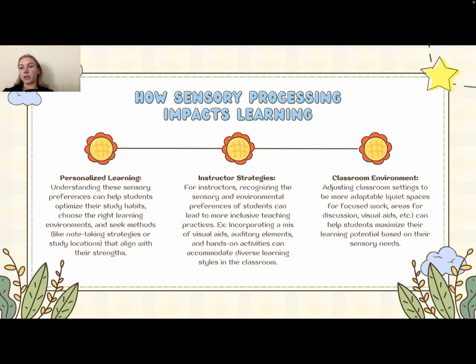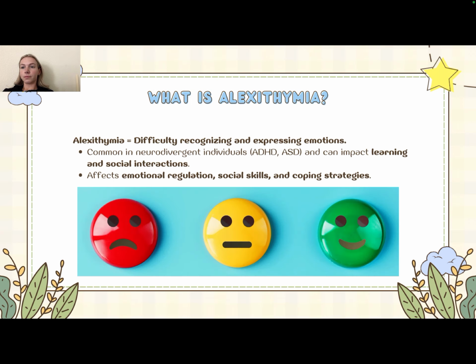From an instructor's perspective, recognize and understand how sensory environments might benefit or hinder their students, and then provide more inclusive teaching practice, such as including visual aids, auditory elements, and hands-on activities, or reducing these if those are already included. You can also adjust the classroom environment by providing more adaptable, quiet spaces or areas for discussion and visual aids to maximize your students' learning.